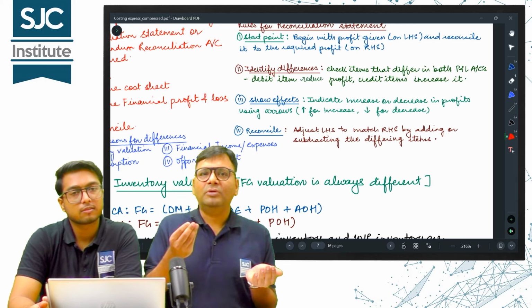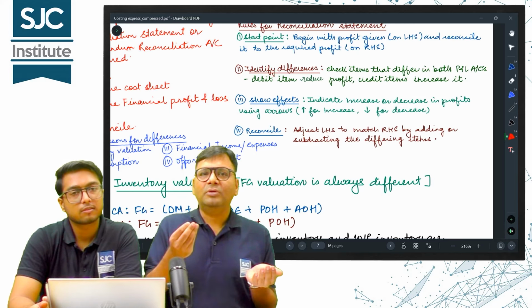The third step, show effects. You need to indicate the items that either increase or decrease the profits using the arrows. The items that increase the profit should be indicated with upward arrows, while the items that decrease the profit should be indicated with downward arrows. So this I already have shown by moving my hands here as regards the factory overhead item. Now what to do next?